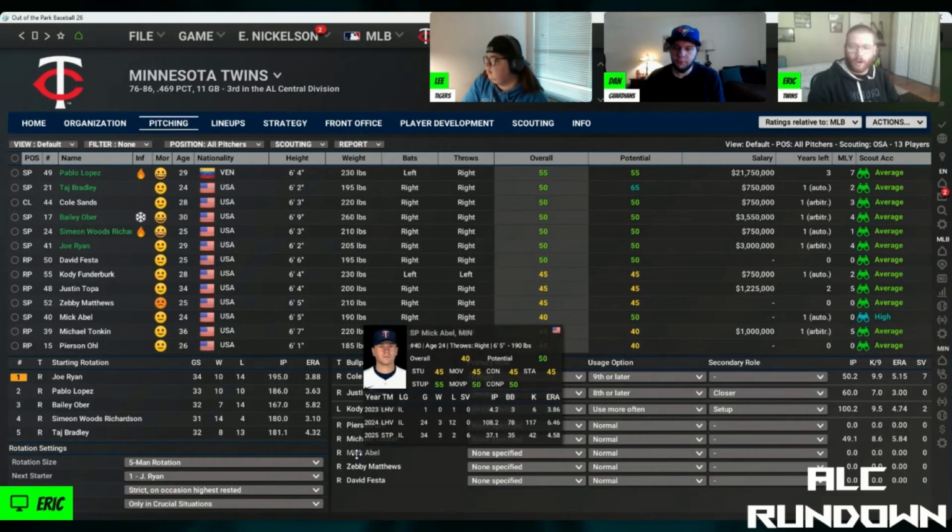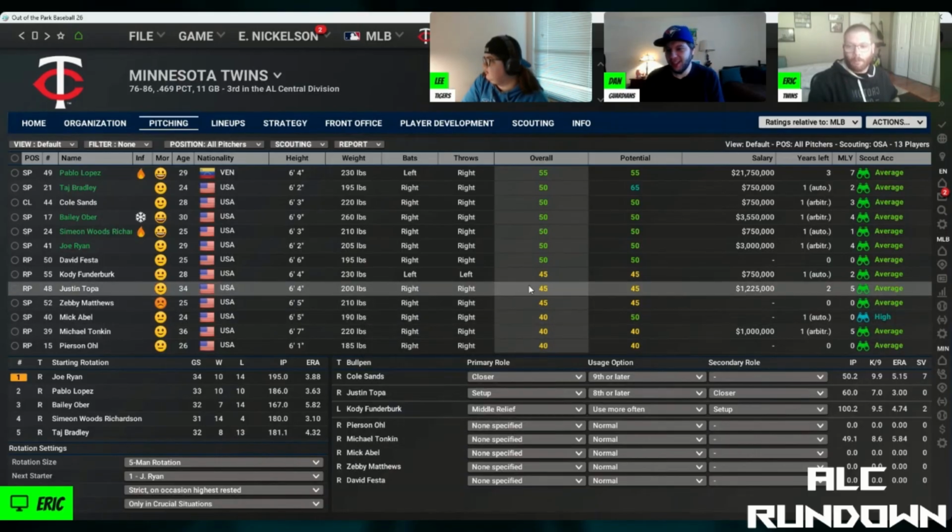I also think if you're going to trade Joe Ryan and Pablo Lopez, just put Mick Abel in the starting rotation. All right, what are we waiting for? See what you can do. This 2025 season could get weird. Let's just go ahead and try some of these guys and see what happens, kind of situation for sure. And I'm also going to guess, if Pablo and Joe get traded, you're going to have Bailey Ober and then a bunch of former near top 100 prospects that haven't proved themselves.